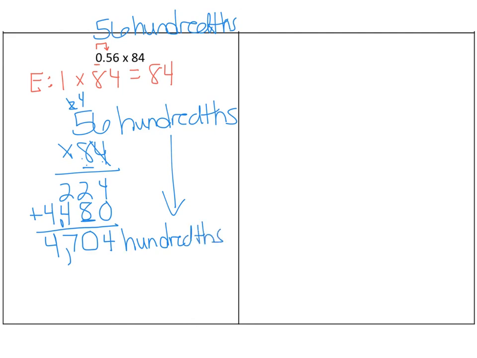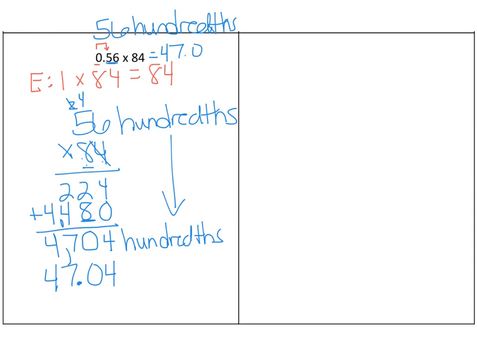Now I need to put it in standard form with the decimal. I need to think how many digits are to the right of the decimal if it's in hundredths. Well, let's cheat and look at the top. 2. So 4, 7, decimal, 0 is the first digit to the right, and the 4 is the second digit to the right. So 47 and 4 hundredths. Let's write that answer at the top where it says 56 hundredths times 84.